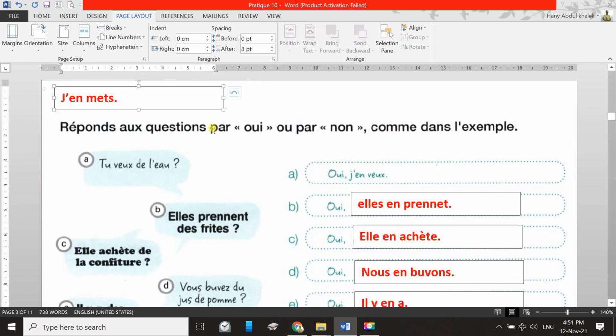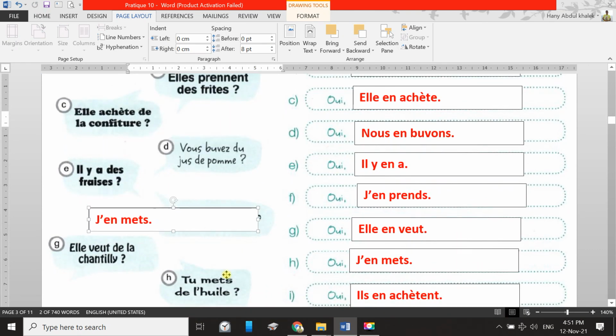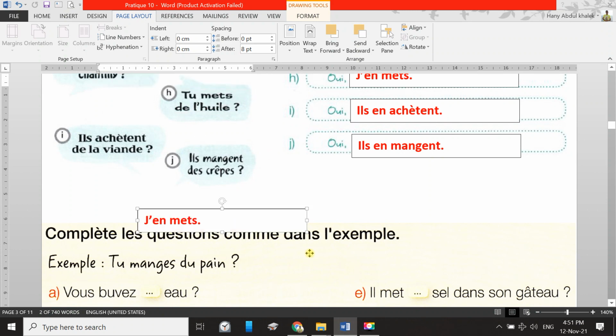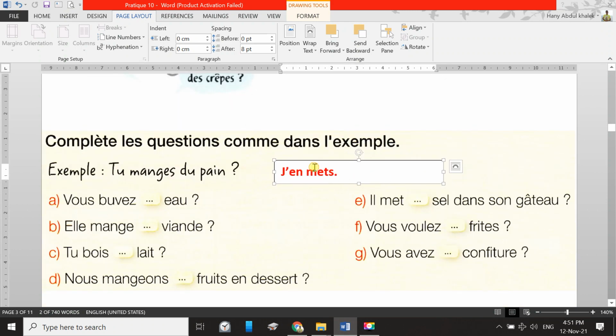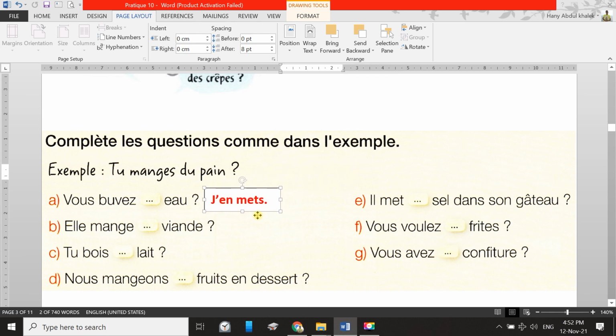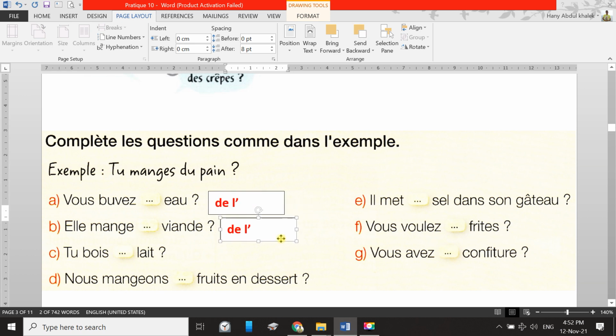Okay, here number 2, or the next question. Let's bring this here. Okay, tu manges du pain. Here we complete with du, de la, de l', des. Just here, vous. Look at this. Vous buvez de l'eau. It will be de l', because eau here is starting with a vowel and it's singular. Number 2, viande is feminine. It will be de la.